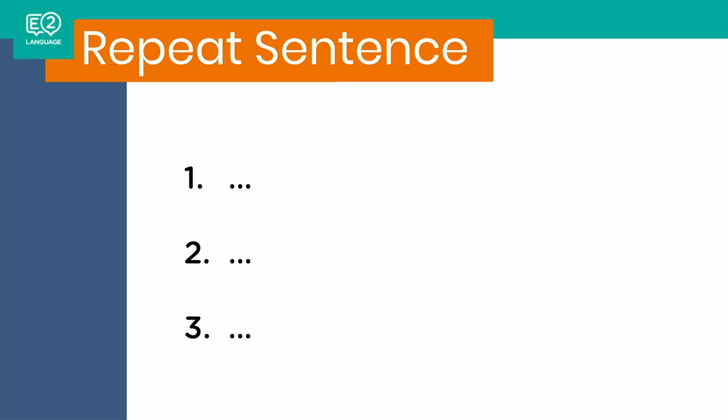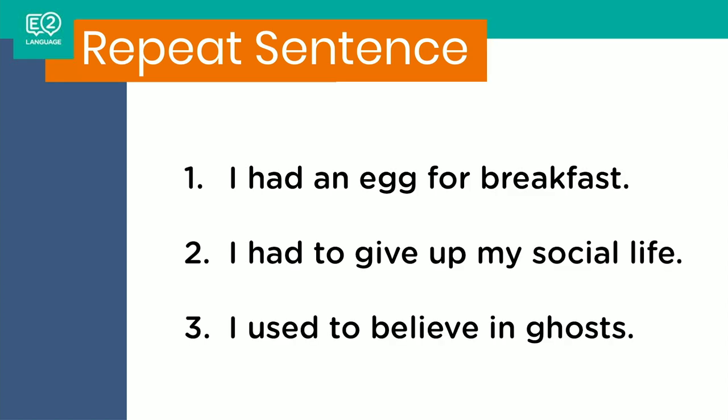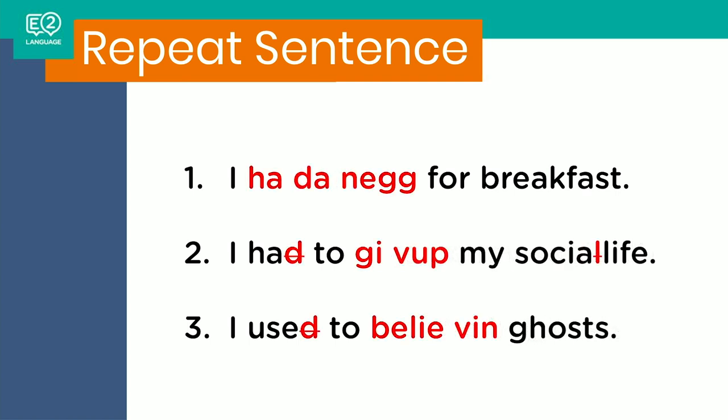All right, how did you go with those repeat sentences? Something strange is happening to the language here, to the sentences, and we're going to take a look at this in more detail. But first of all, this is what I said, but I didn't say it like this. So for number 1, I had an egg for breakfast, and number 2, I had to give up my social life, and number 3, I used to believe in ghosts, in fact, sounded like this.